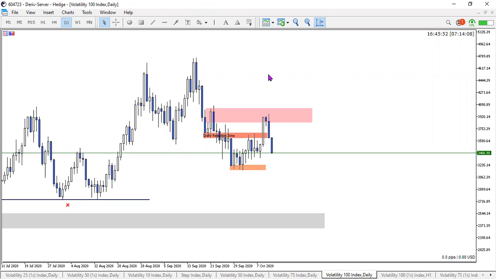And as usual, I will be breaking down the charts for today and have a look at exactly what we will be looking at on these charts this week, or for the day at least, minimum.